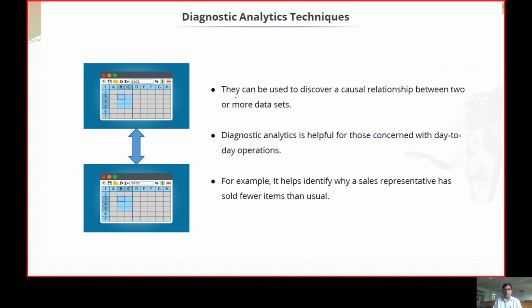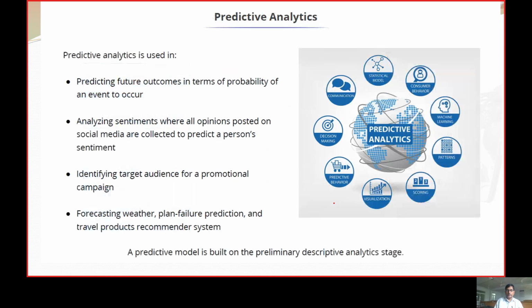So diagnostic analysis is going to discover the causal relationship between two or more data sets. This is data set 1, another data set 2. We find this causal relationship between attribute 1, attribute 2, and similarly in another attribute. It is concerned with day-to-day operations. That was the pure advantage of why diagnostic analysis is going to help.